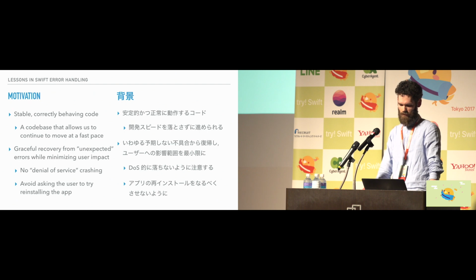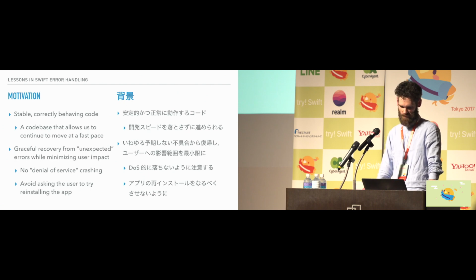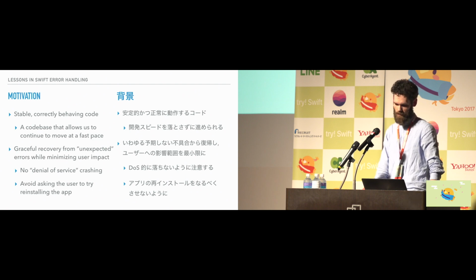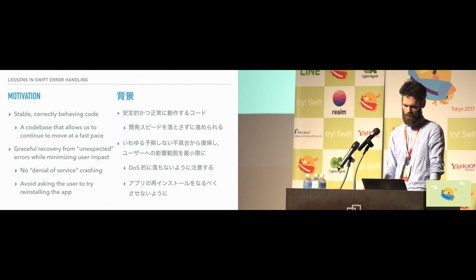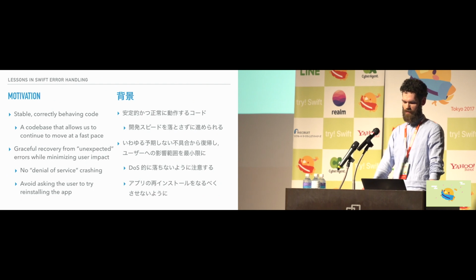So, I'd like to start off by stating the motivation that drives this presentation. We want, first of all, code that is stable and behaves correctly. I mean, who doesn't want that, right? So, we want code that does what we intend for it to do, and for that to happen all the time. This allows us to continue delivering new features and improvements at a fast pace. Also, we want to anticipate, as much as possible, any and all quote-unquote unexpected errors, and minimize the impact this has on the user.